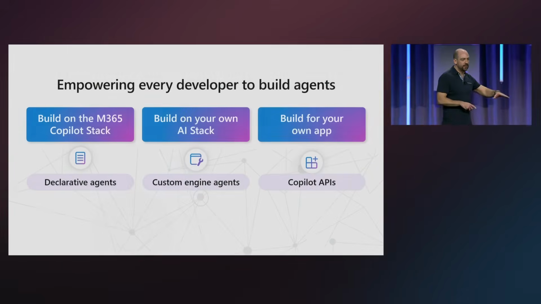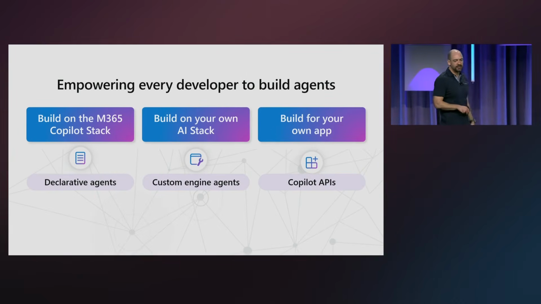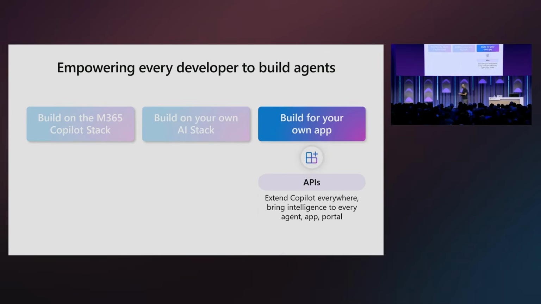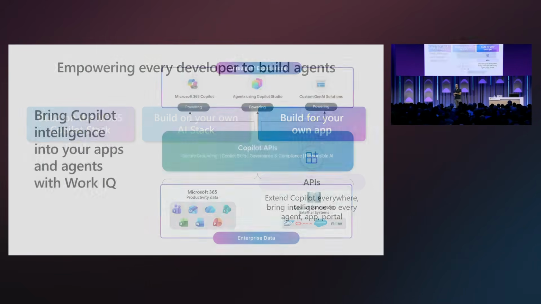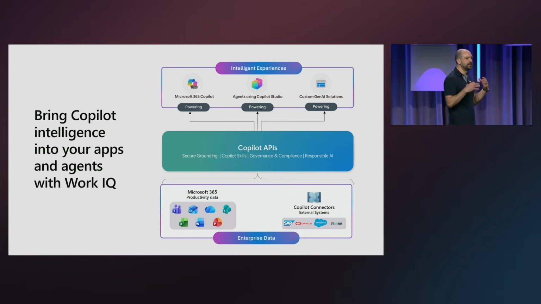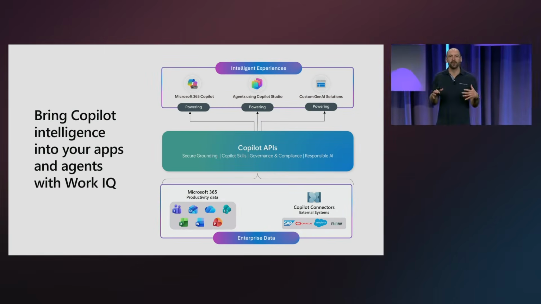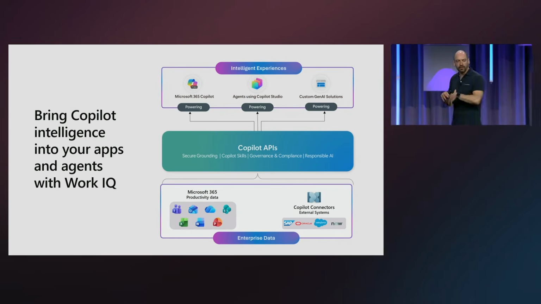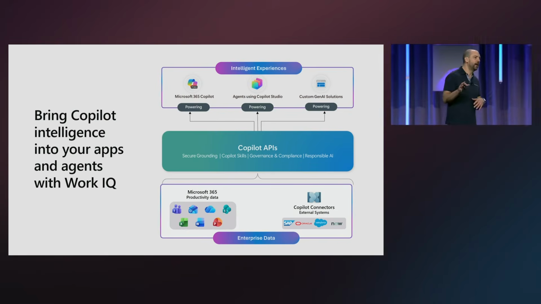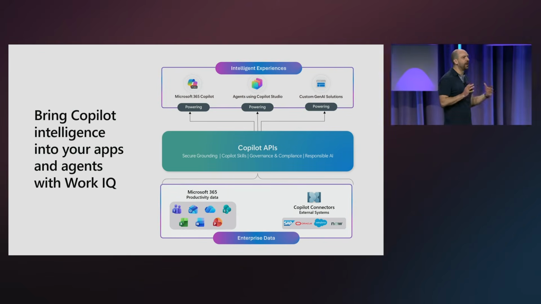So we talked about declarative agents, we talked about custom engine agents. Now let's talk about how you can take the capabilities of the Copilot APIs and embed them in an app of any shape. The Copilot APIs make the intelligence, the context, and the grounding power of Copilot available outside of Microsoft's first-party user experience, in your own apps, in your own agents, really wherever work is getting done.